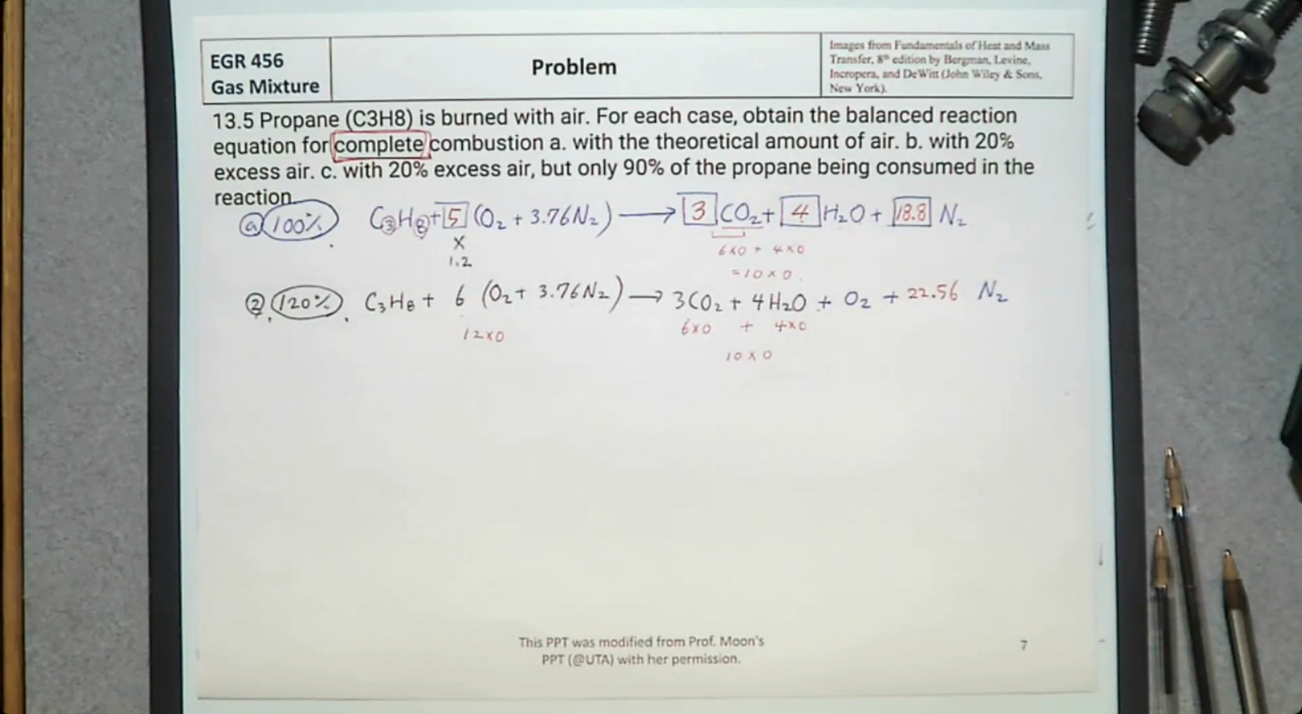Again, whenever there is a combustion process, you need to be able to determine this balanced reaction equation because that's how you determine the total enthalpy of each component. Any question up to here?